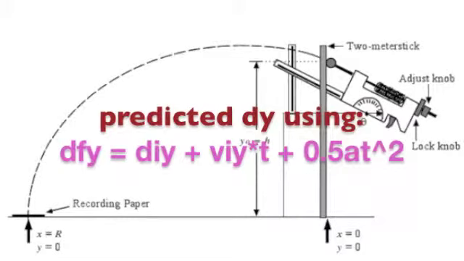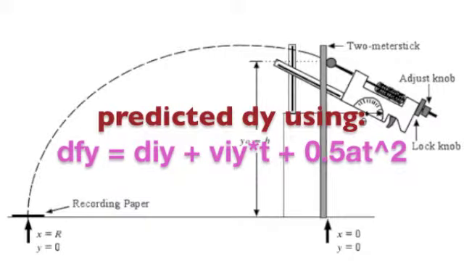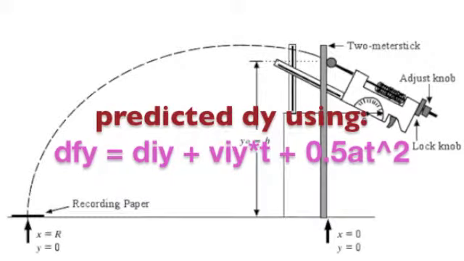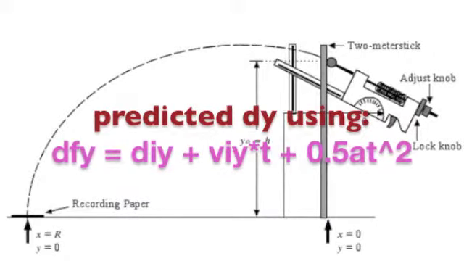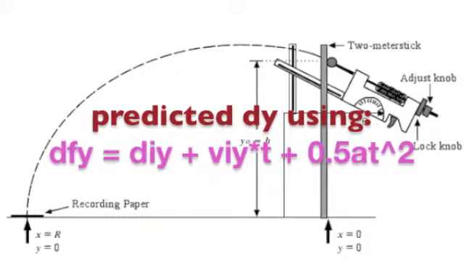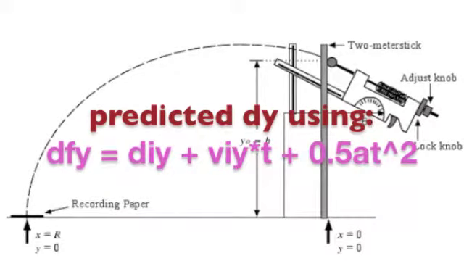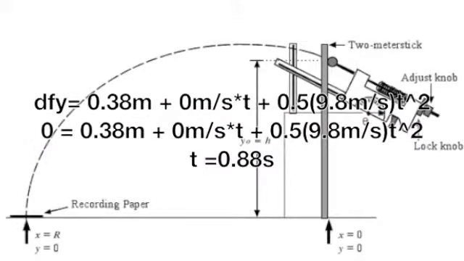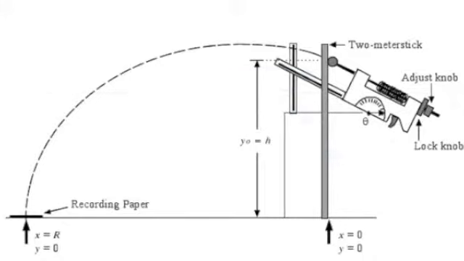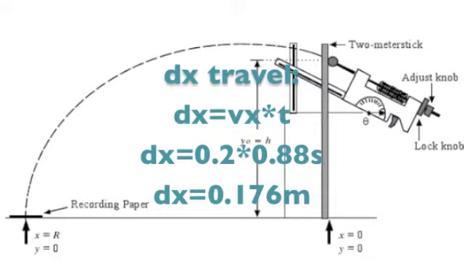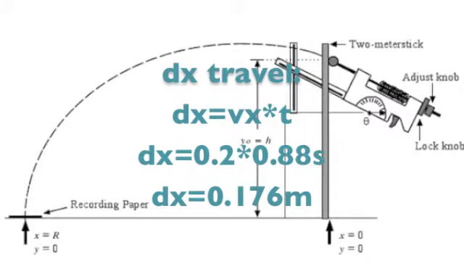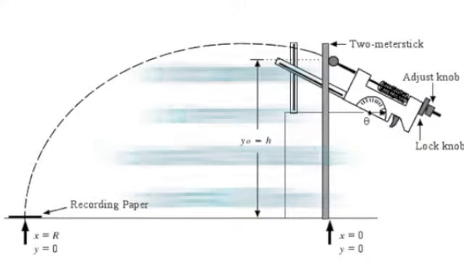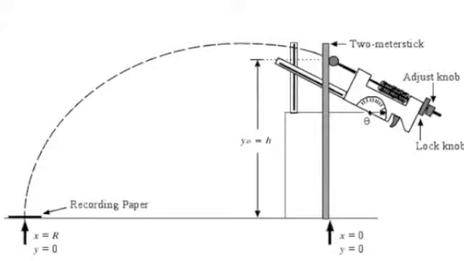And we predicted using the equation for t in air. Distance equals initial distance of y plus initial velocity of y multiplied by time plus 1/2 multiplied by acceleration multiplied by time squared. Time came out as 0.88 seconds. Dx traveled: distance equals velocity x times time. Dx equals 0.176 meters. So we predicted the marble will land at about 0.176 meters.